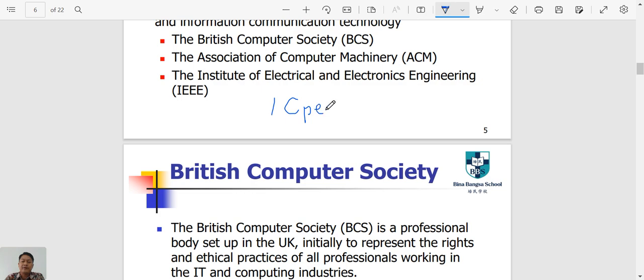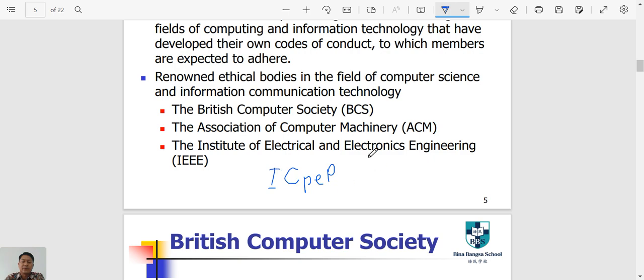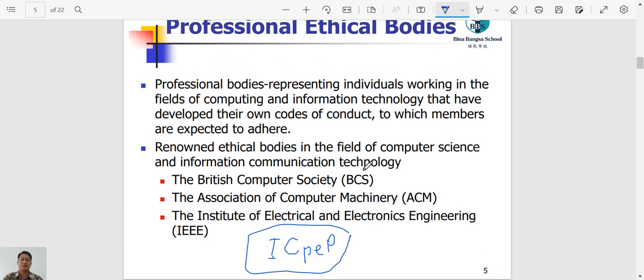In the Philippines, I'm actually a member of an organization. We call it the ICPEP, Institute of Computer Engineers of the Philippines. So I'm a member of this body, and it is also considered as a professional body. So you need to affiliate yourself to your own existing organization. We have our own organization for computer engineers in the Philippines, and I'm one of them. And of course, I was also certified as a PECPE, a professional computer engineer.